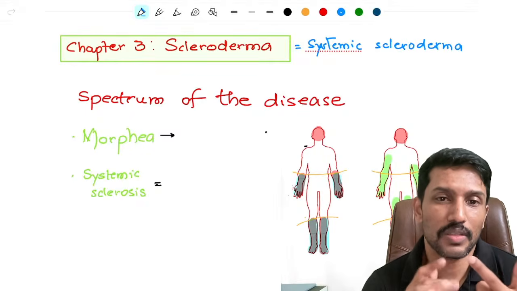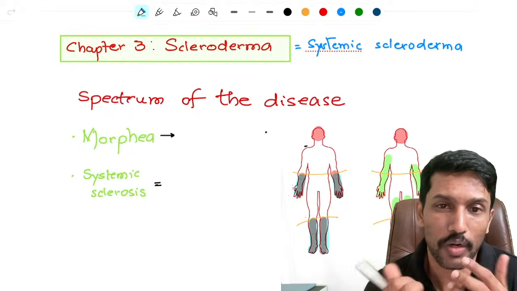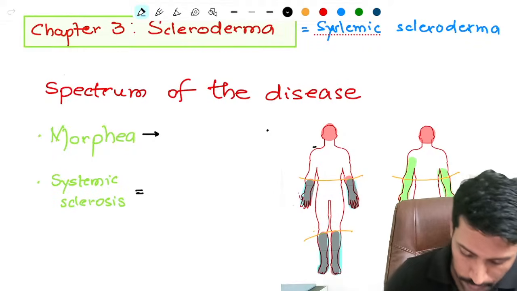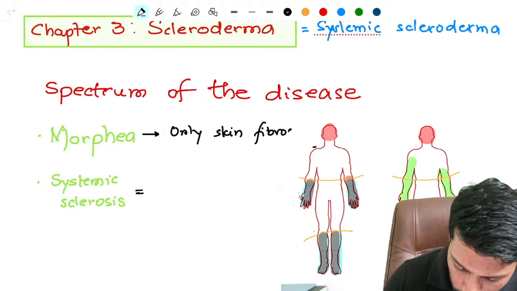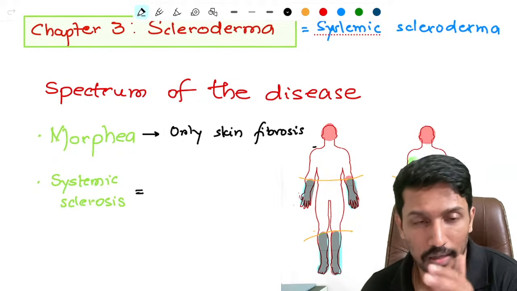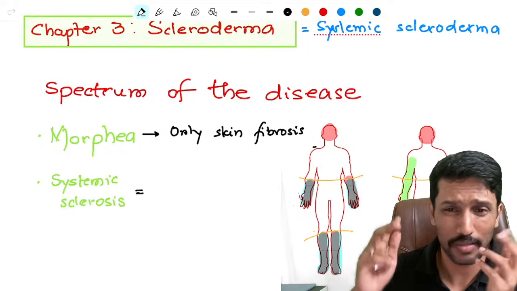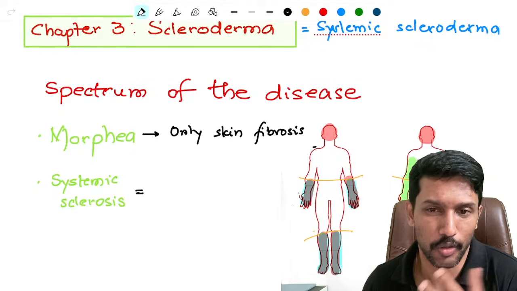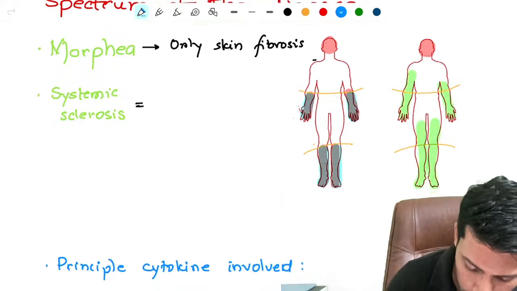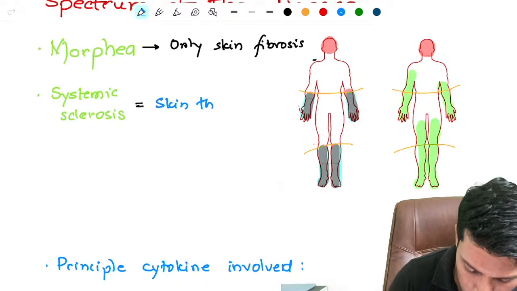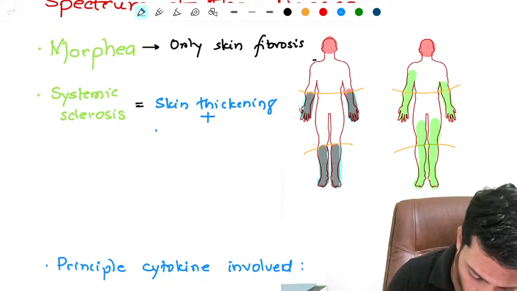Okay, but then we come across this term called as morphea, which is also for skin fibrosis. Then when exactly I should call it as scleroderma? Remember, if there is only skin fibrosis, then we call it as morphea. But if there is skin thickening and along with that internal organ involvement, then we call it as systemic sclerosis, or an older term, scleroderma. Systemic sclerosis is a current terminology, just like how APS is a current terminology, not APLA. Systemic sclerosis is the current terminology, where you have skin thickening or skin fibrosis plus you also have organ involvement.